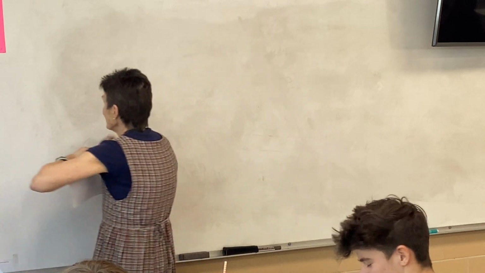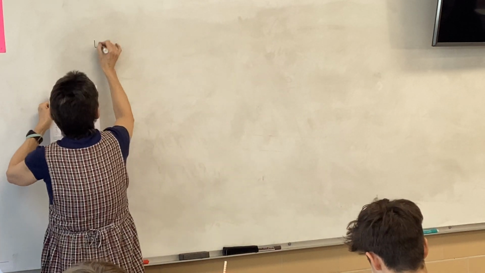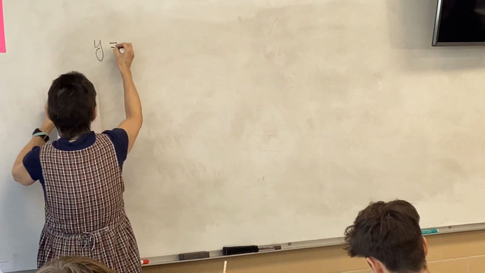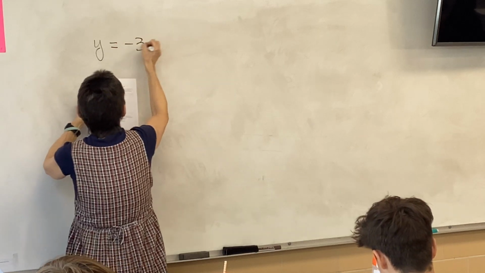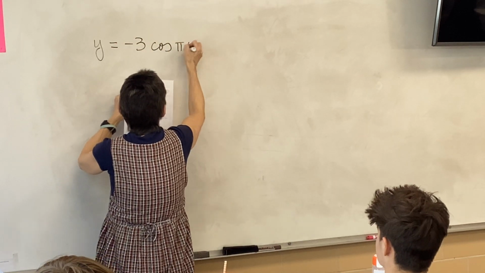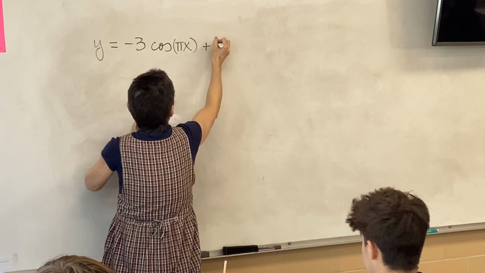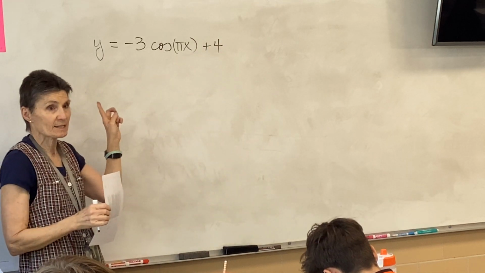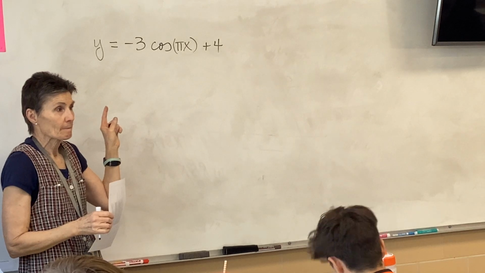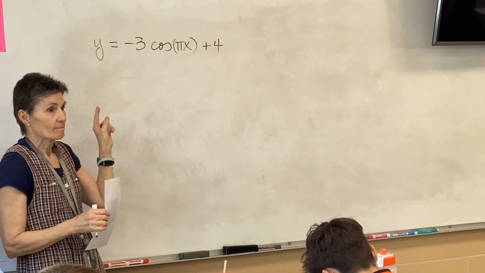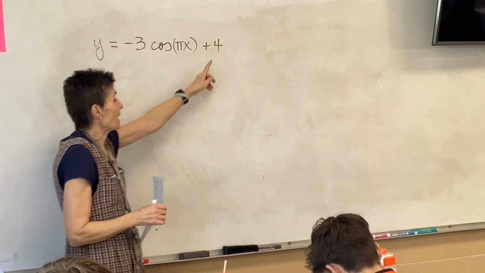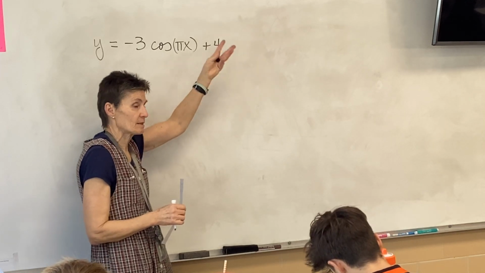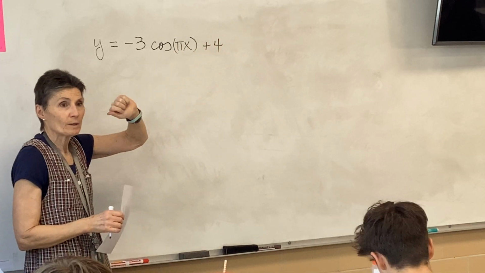So he says, I've got an equation. Personally, I don't like my equation written in that order. I like them written in this order, but it doesn't make any difference. Would you agree that's the same equation? I just like to turn it around because I'm used to having my vertical shift on the end. It's a personal problem. Okay?